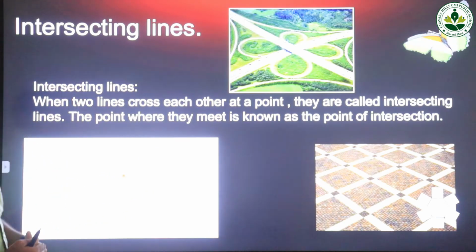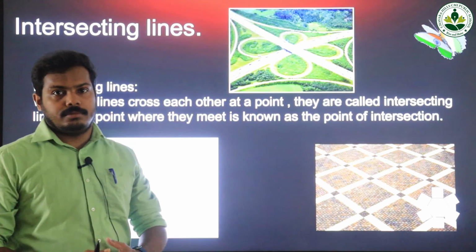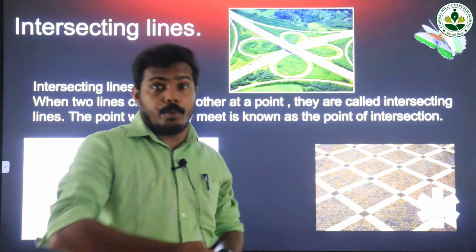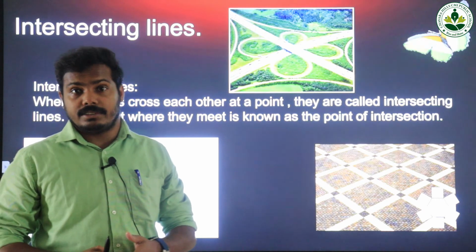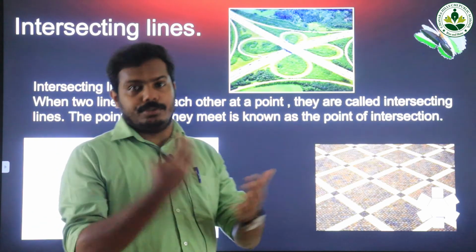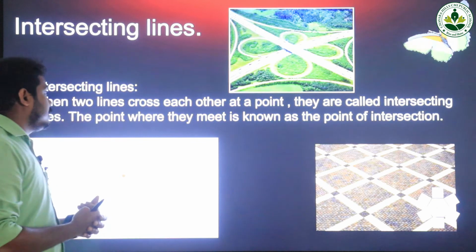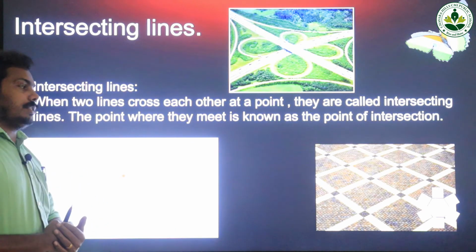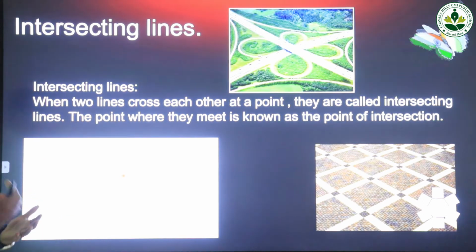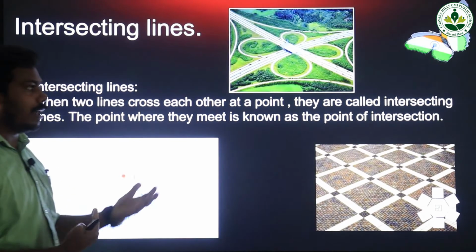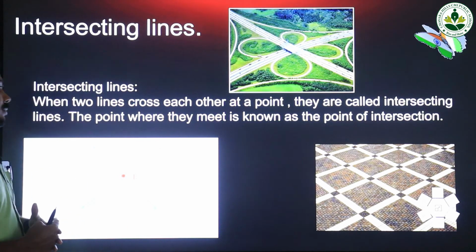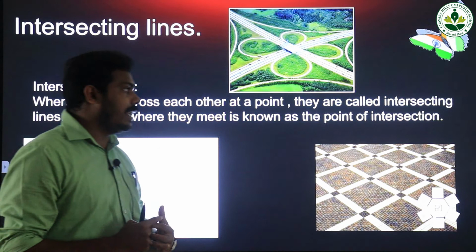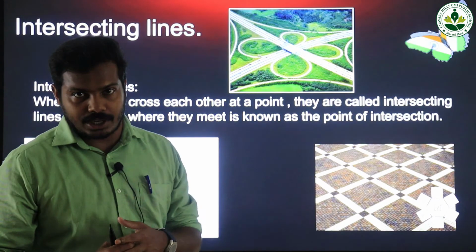Then we need to discuss intersecting lines. First we discussed parallel lines. Parallel lines means they never meet at any point. Intersecting lines means they intersect, they meet. When two lines cross each other at any point, they are called intersecting lines. The point where they meet is known as the point of intersection.